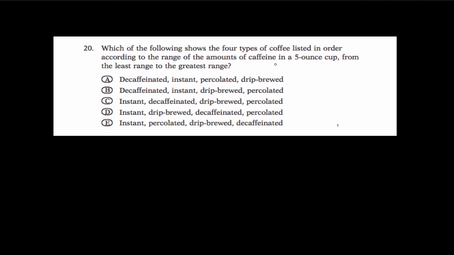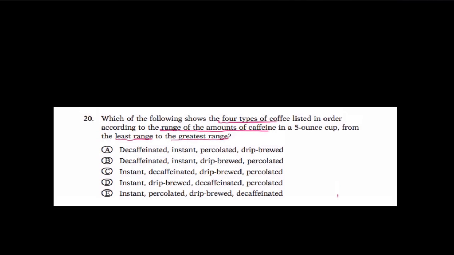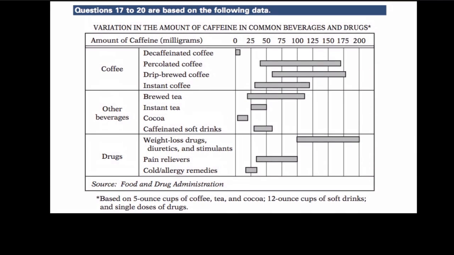What are we told to do here? Let's check again. It says, which of the following shows the four types of coffee listed in order according to the range of the amount of caffeine in a 5-ounce cup from the least range to the greatest range. So we have the decaffeinated, the instant, the percolated, and the drip brewed. Let's go ahead and determine the range of each of these four variants of coffee.